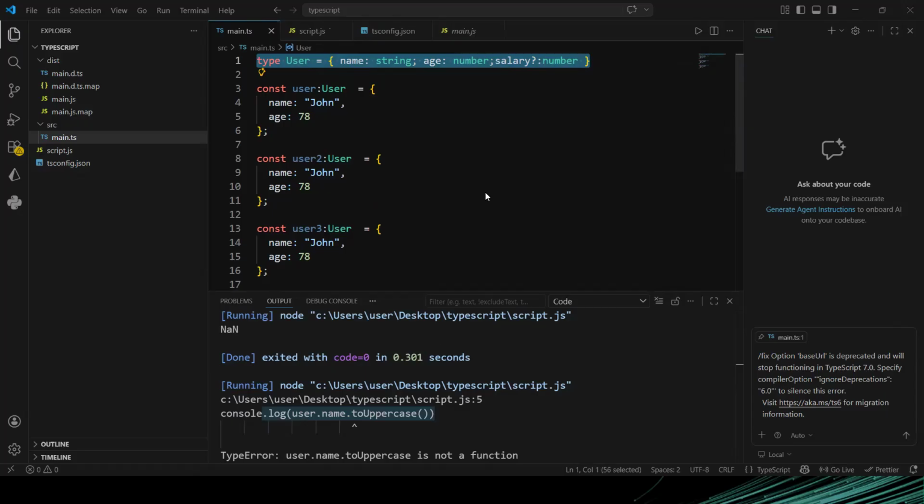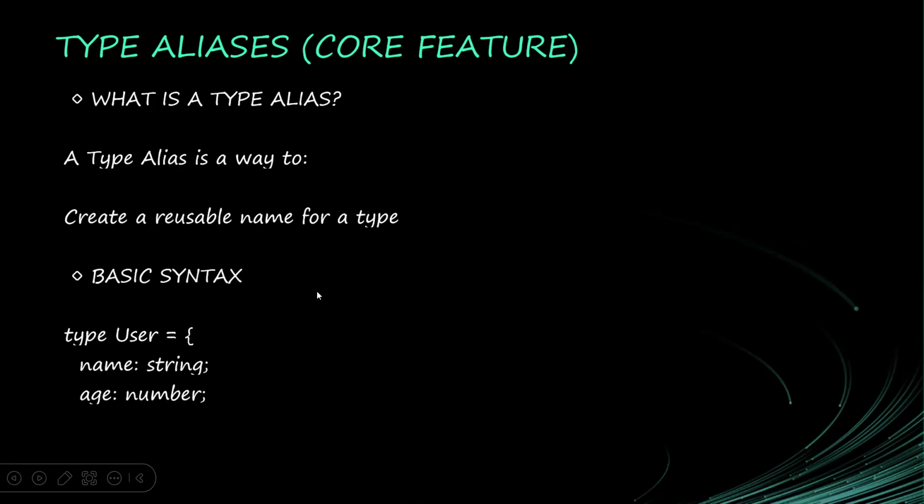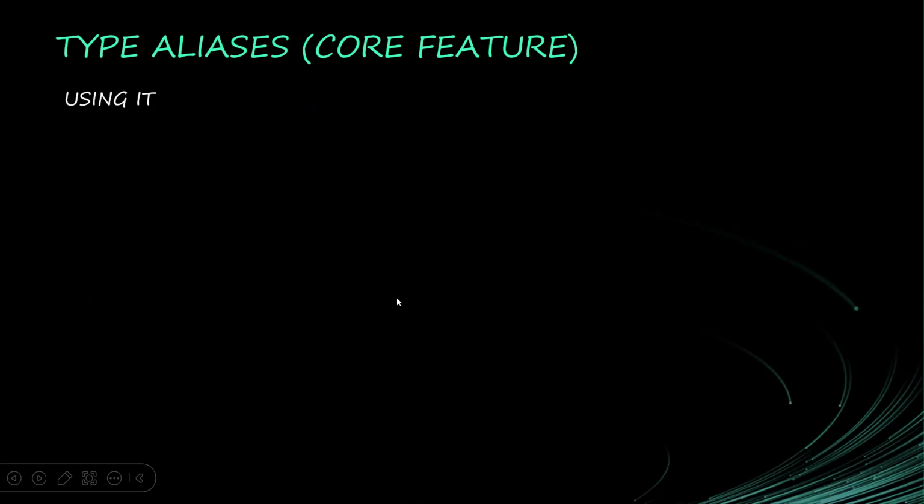It helps us create a reusable name for a type. So the basic syntax is this: you use the type keyword, then you give it a name, then equal to the data structure. Do you understand? The structure of your data, of your type, depends on your business logic.